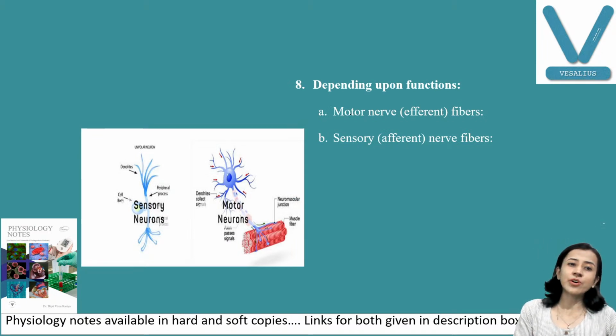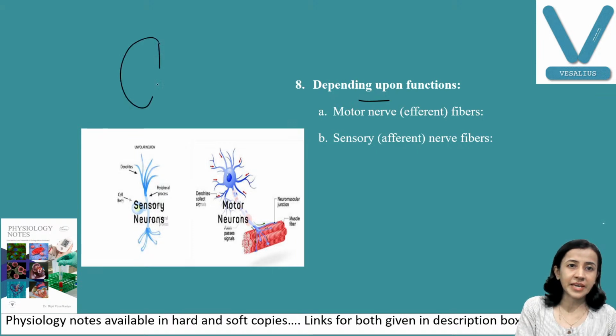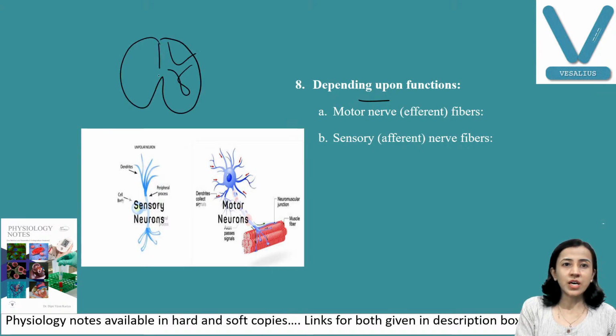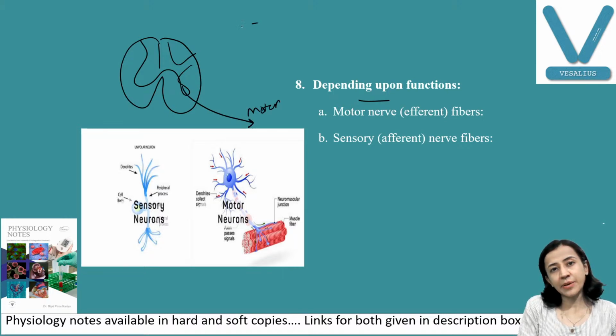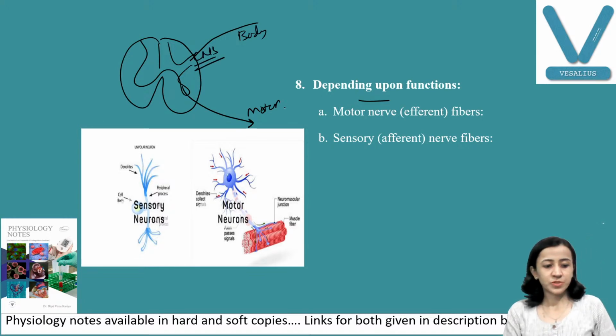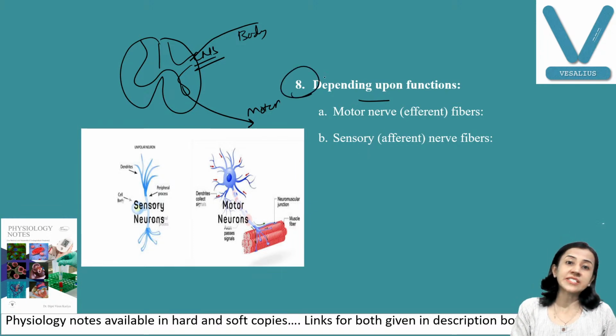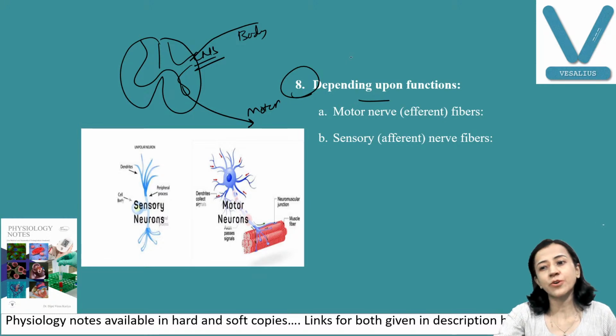Then depending on the function, these fibers are motor, or you can say efferent, meaning fibers originating from the central nervous system, brain or spinal cord, to the muscle; that is motor. And sensory means nerve fibers that carry sensation from different parts of the body to the CNS. So this is the classification depending on function. So we have discussed 8 types of classification. I repeat all the types.